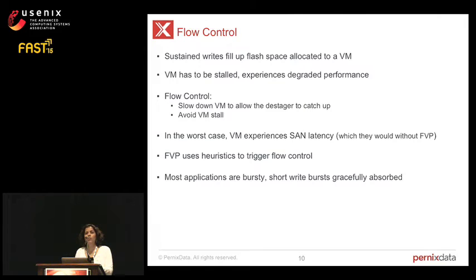In order to trigger flow control, FVP uses some heuristics, and all the heuristics together indicate how long it is going to take the Destager to create space, or to flush the accumulated writes to the SAN. There are a lot of details about this in our paper, so you could look at that. Most applications are bursty in that they are write intensive for short periods of time, and they don't have sustained write bursts. And short write bursts are very gracefully handled by the flash.